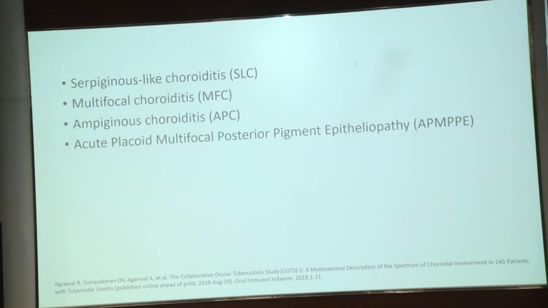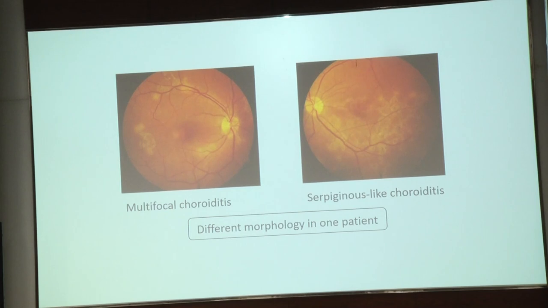Moving on to tubercular choroiditis, COTS is doing great work recently in reaching a consensus regarding the diagnosis of tubercular choroiditis. They have seen that almost any kind of posterior involvement can be seen in tuberculosis, in the form of serpiginous-like choroiditis, multifocal choroiditis, and even an MP-like picture. This is one of the patients in which two different phenotypes of tuberculosis can be seen. In one eye, he has a multifocal choroiditis type of picture, and in the other eye, there is a serpiginous-like picture.